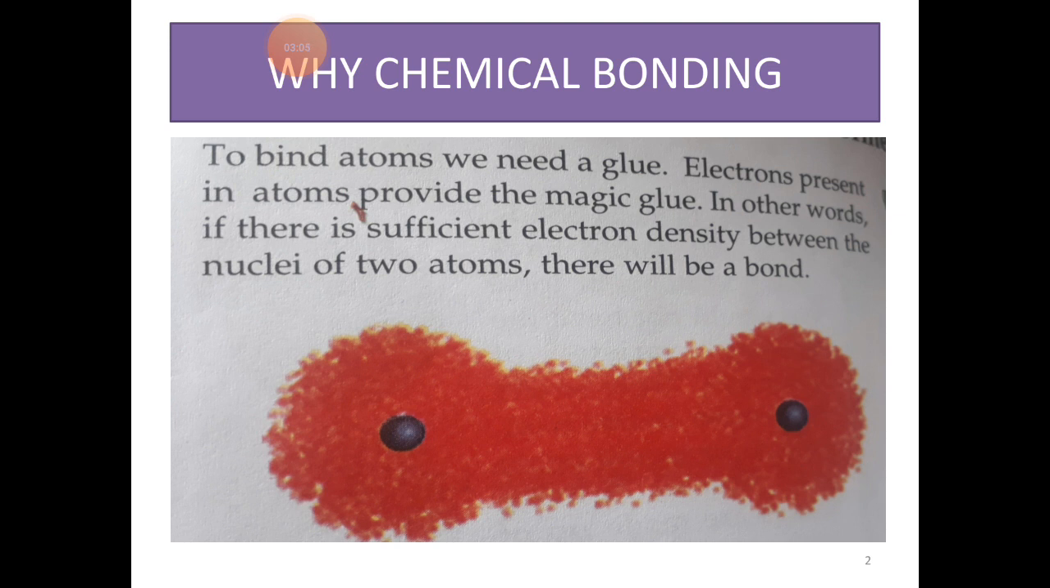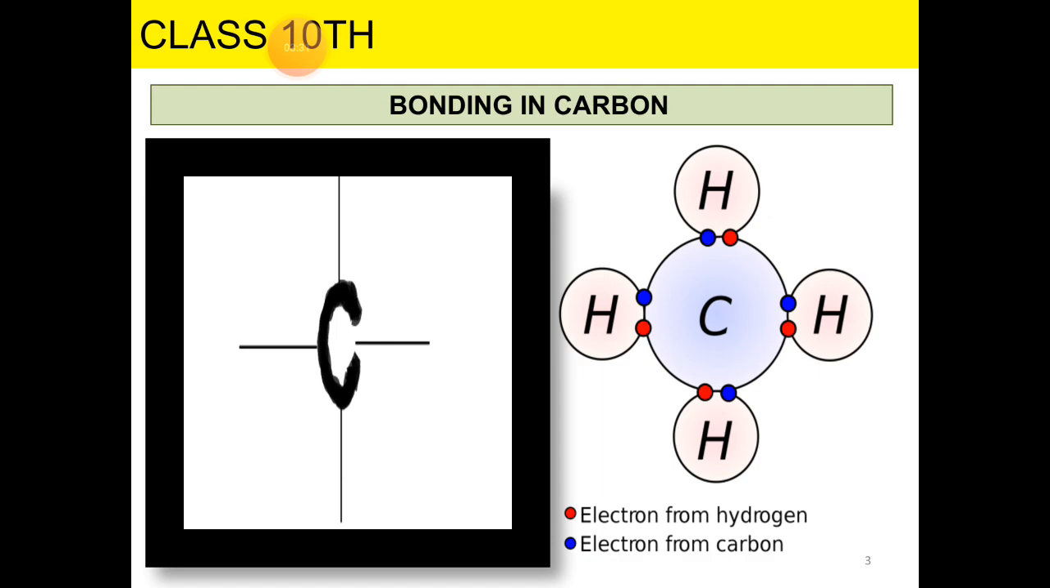Say, for example, carbon has 4 electrons in the outermost shell; 4 electrons participate. Oxygen has 6 electrons in its outermost shell. Magnesium has 2 electrons in its outermost shell. Only the electrons present in the outermost shell participate in the bond formation. In other words, we need sufficient electron density between the nuclei of two atoms to create a bond.